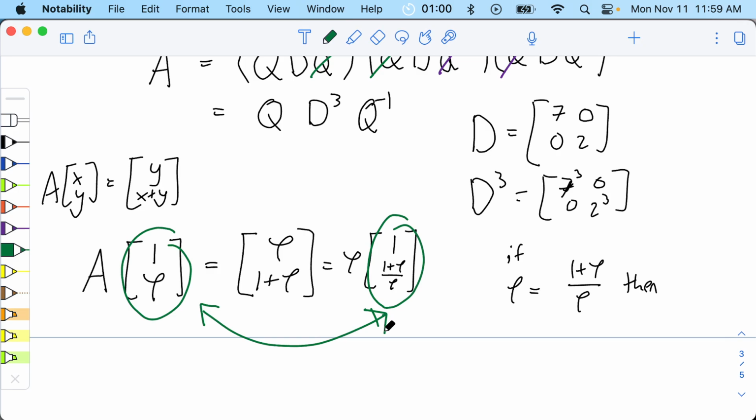You stretch it by a little bit. And so what I'm going to do is solve this equation: phi equals 1 plus phi over phi. This is a very secret, nice equation. Does anyone know what number phi satisfies phi equals 1 plus phi over phi? It has a special name.